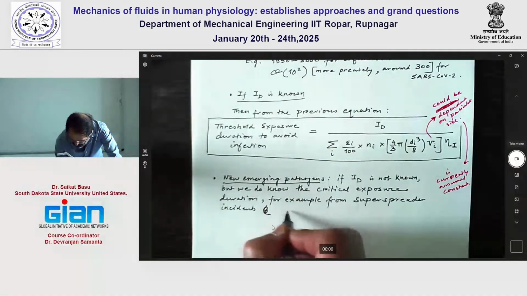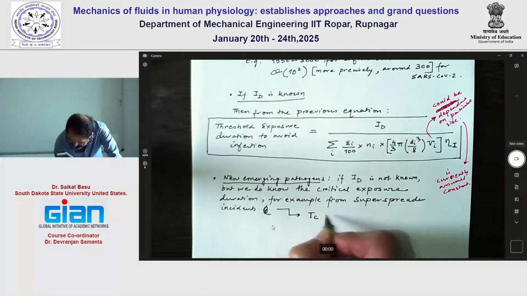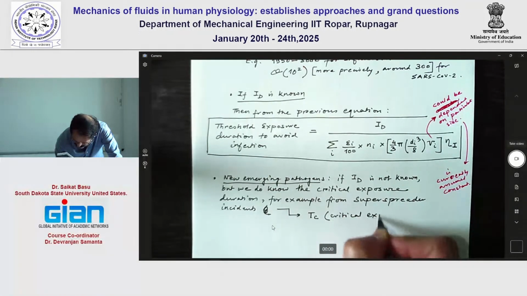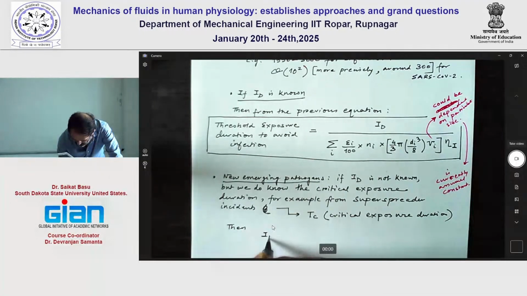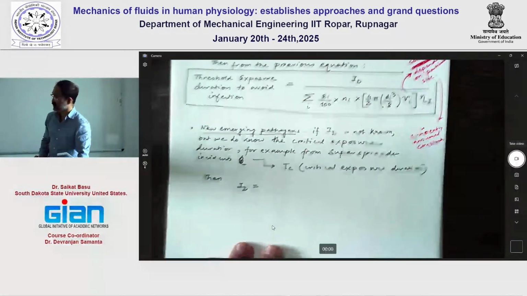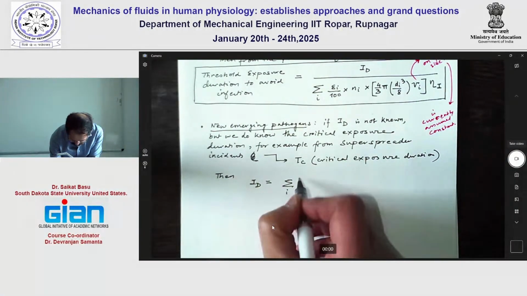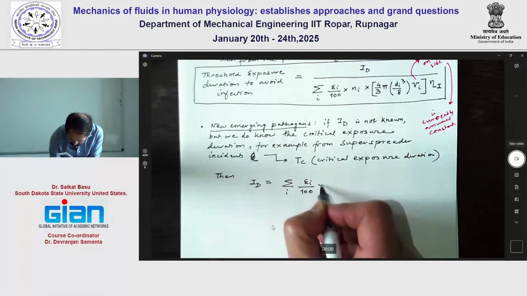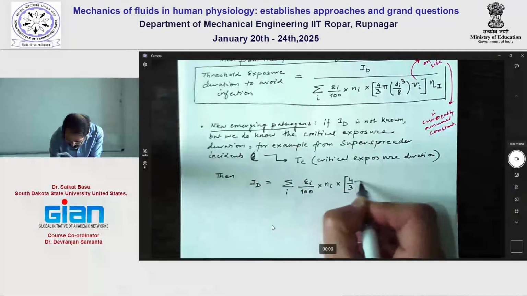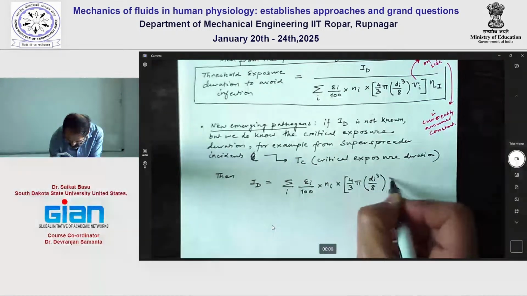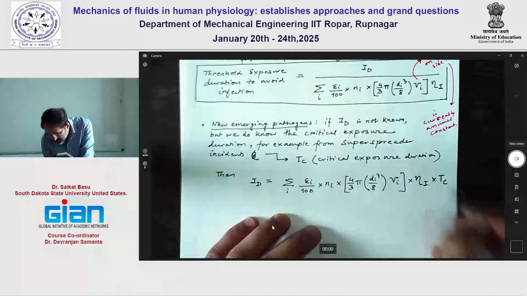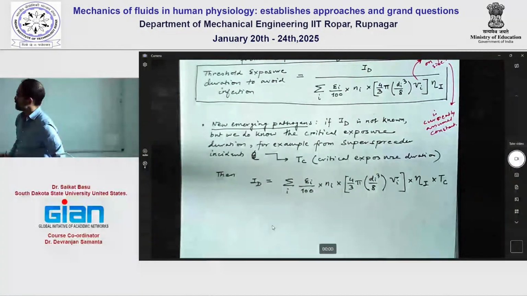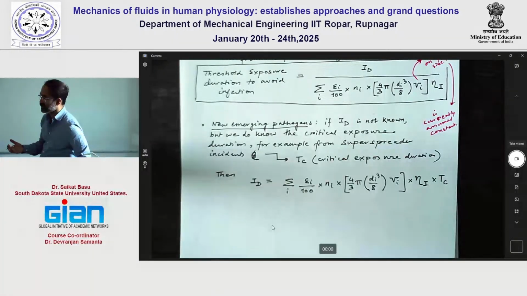And then, if that critical exposure duration is TC, then we can use that estimate to get the infectious dose. So now this would be summation over i of epsilon i over 100 times small n i times 4 by 3 pi di cube over 8 times vi times eta i times Tc. And this can hence generate the first estimate for the infectious dose, which can do wonders if you are dealing with how to curb infection for a new pathogen.